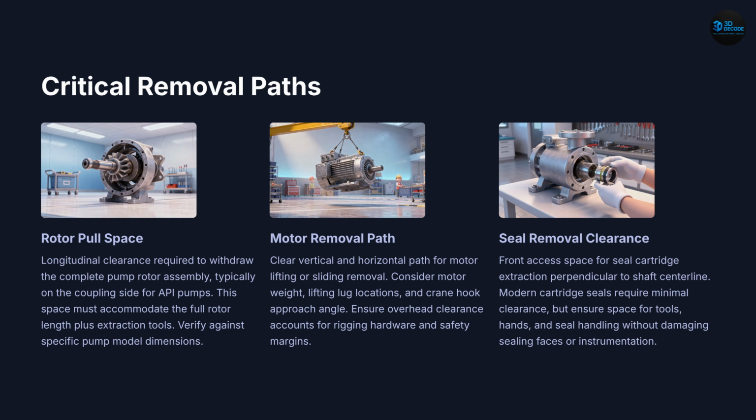And finally, seal removal clearance. Modern cartridge seals simplify maintenance, but technicians still require proper front access, enough space for tools, alignment, careful seal handling, because even minor seal damage can become extremely expensive. And here's the interesting part. Good removal path planning drastically reduces shutdown duration, which means more production, less operational chaos, and better plant reliability.